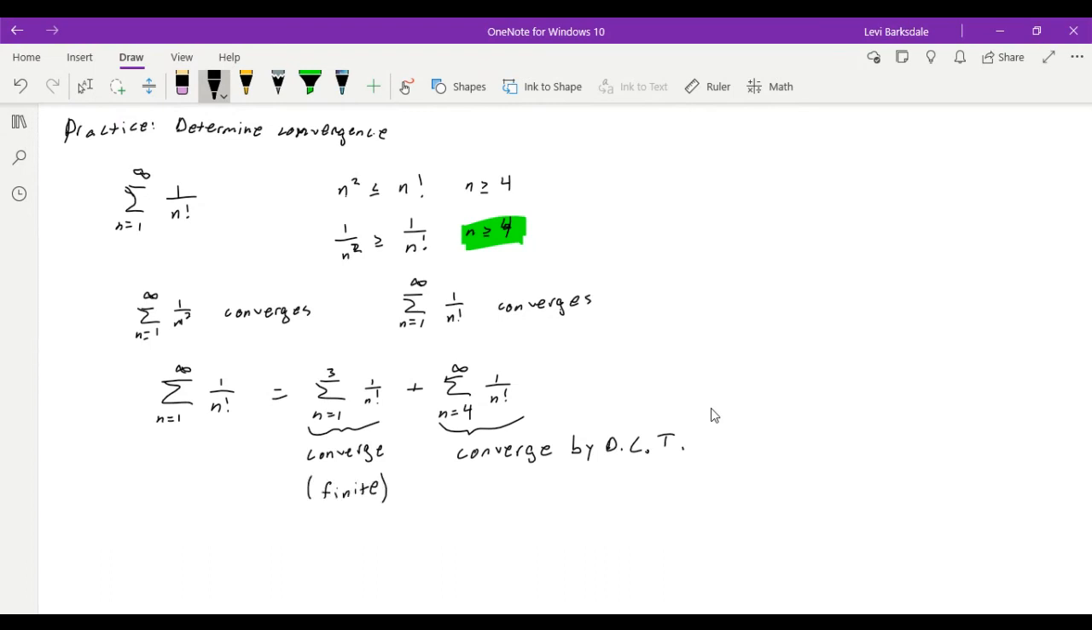So then the sum of two finite series is, of course, finite. So then we get that our total series converges. The sum of two finite positive series is convergent. All right, well, that's it for the direct comparison test.